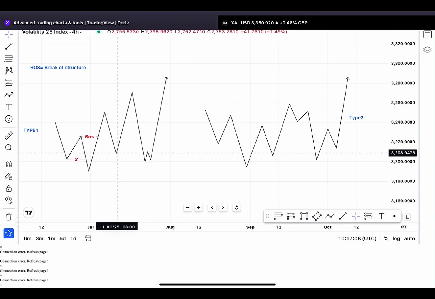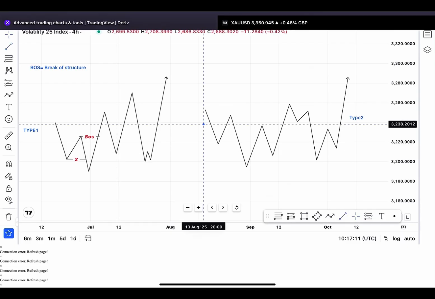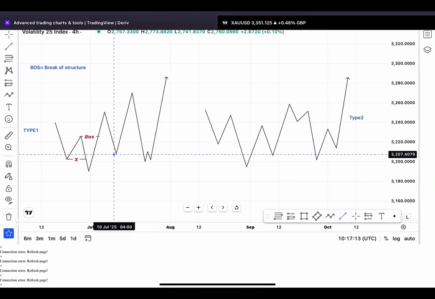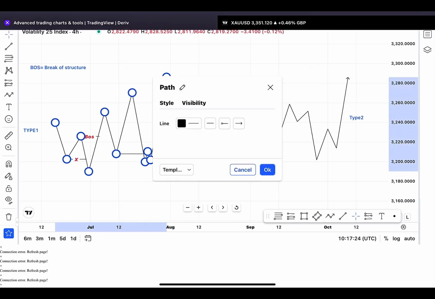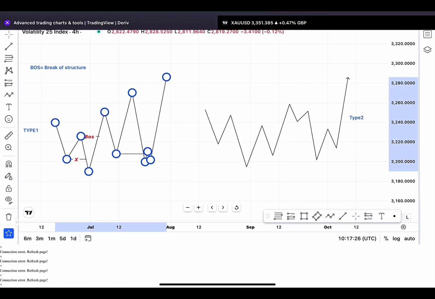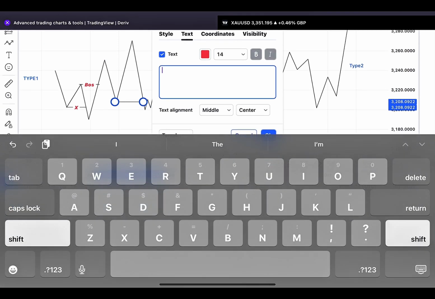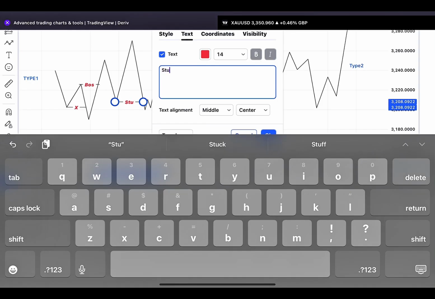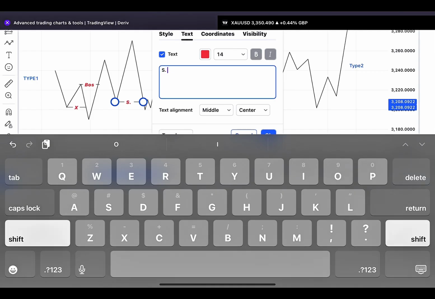and creates an inducement. As you can see, I call it inducement, but the main term in a financial way is structural liquidity. So this area is what we call a structural liquidity. Let me just put X liquidity.